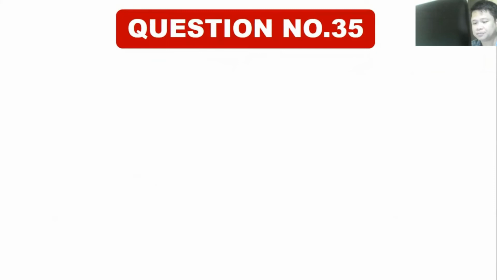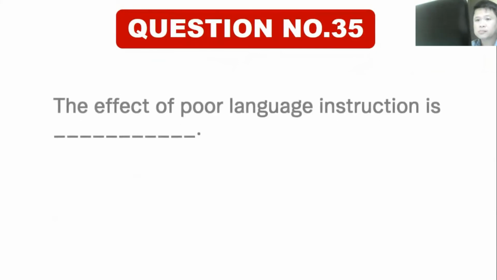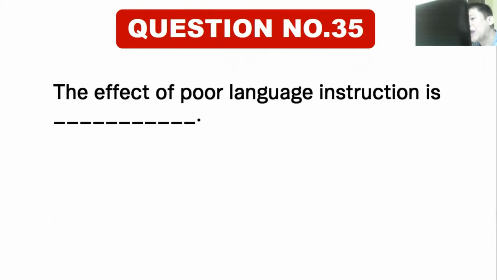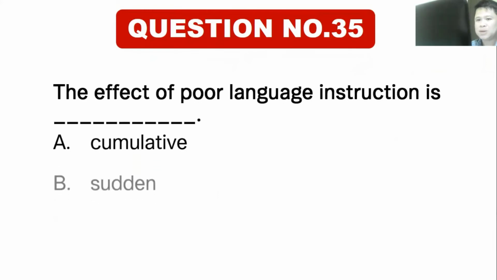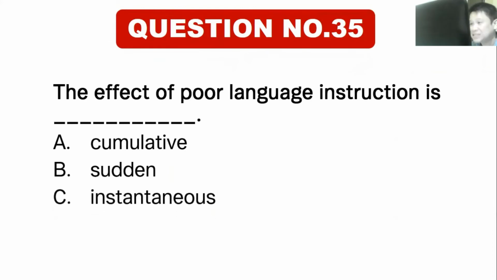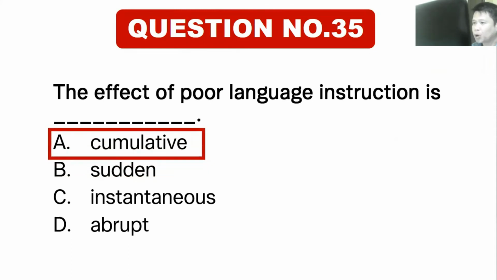Number 35. The effect of poor language instruction is A, cumulative. B, sudden. C, instantaneous. D, abrupt. Again, the effect of poor language instruction is A, cumulative. B, sudden. C, instantaneous. D, abrupt. The correct answer is cumulative. The effect of poor language instruction is cumulative.